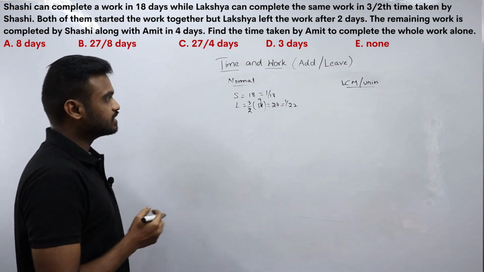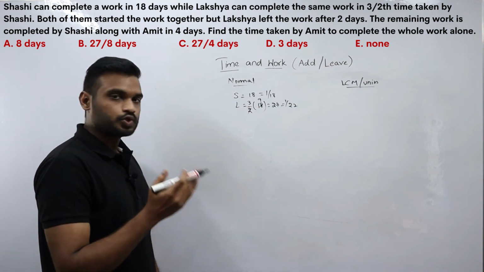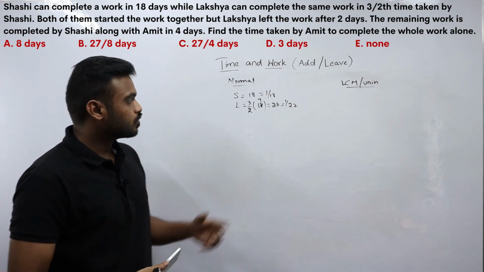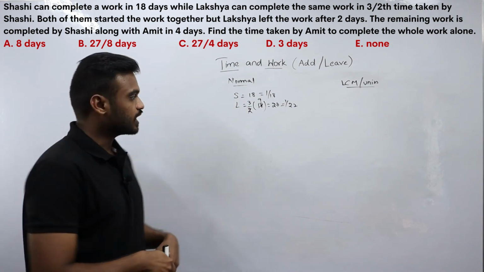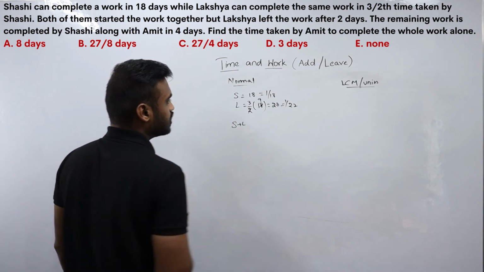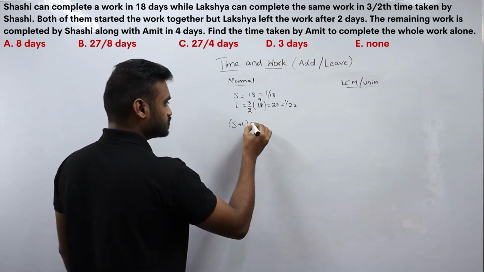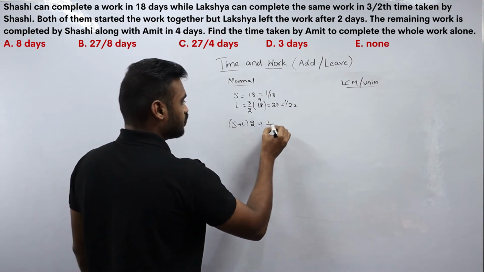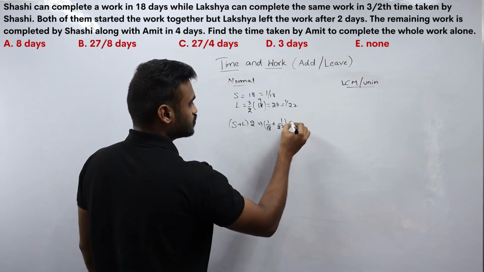Now they are saying that after 2 days of working together, Lakshya left the work. So up to 2 days, Shashi and Lakshya both worked together. Now we need to find the part of work completed by both Shashi and Lakshya in 2 days. The efficiency of Shashi is 1/18 plus Lakshya 1/27, into 2.